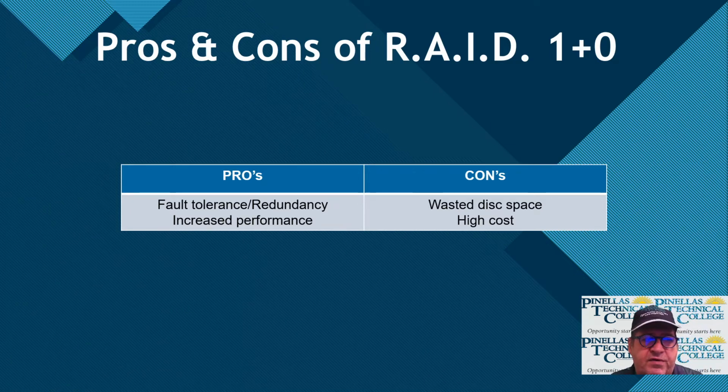So if you're setting up a server, especially a file server, and you wanted 10 terabytes of disk space, you actually have to buy 20 terabytes worth of disks, because you're going to lose half of it. So the cons are definitely losing all that disk space and the high cost.